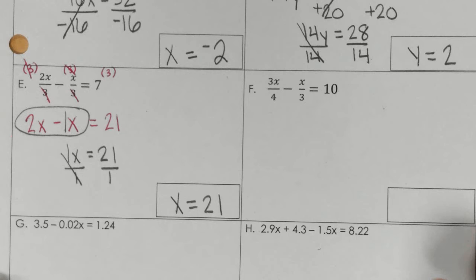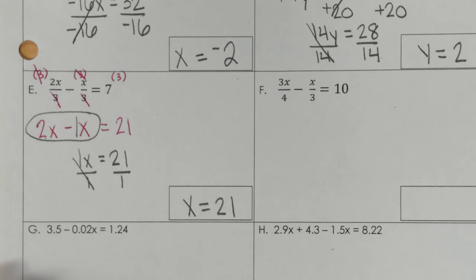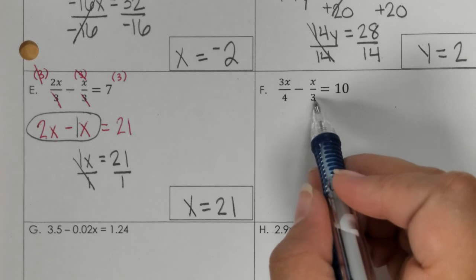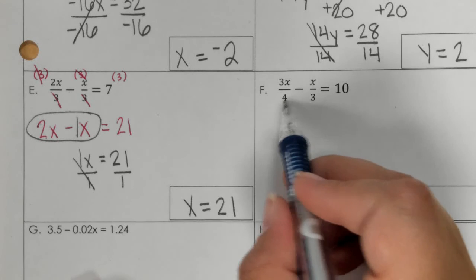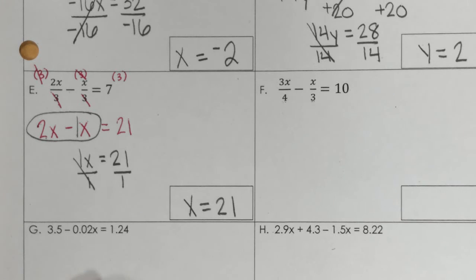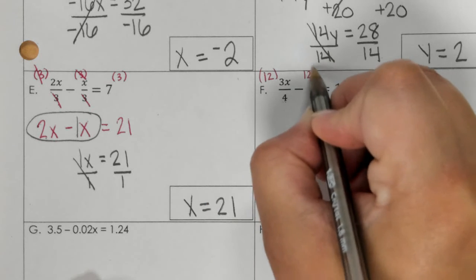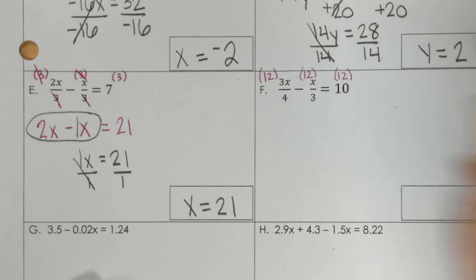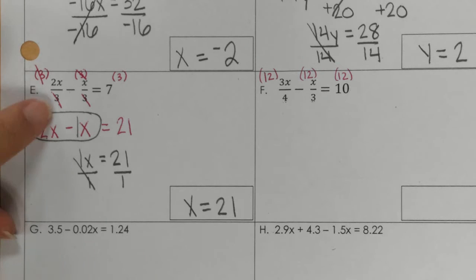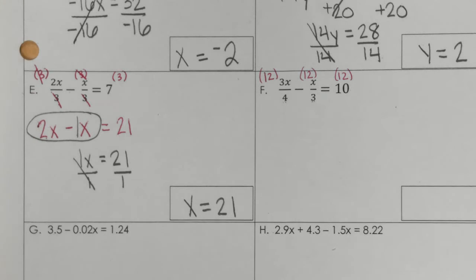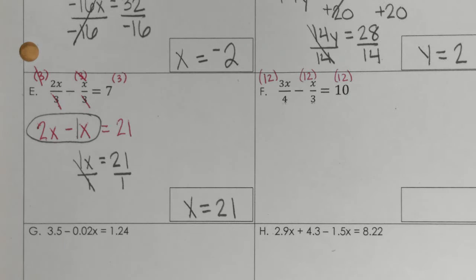But what happens when you have different denominators like letter F? Well, we have to find a common denominator. And the common denominator of 4 and 3 is 12. And I can get that by multiplying 4 and 3 together. So I'm going to write 12 above every term. Now, this one isn't as nice as the last one, because in the last one, we could just cancel those numbers because they were the same. But if they're not the same, this is what you do.